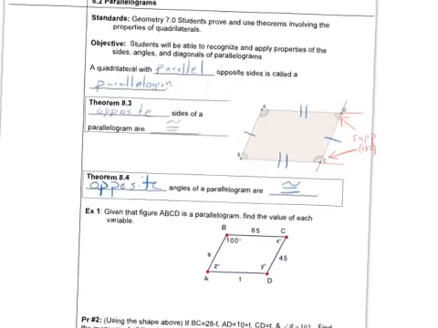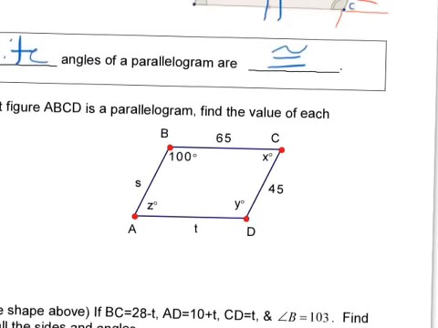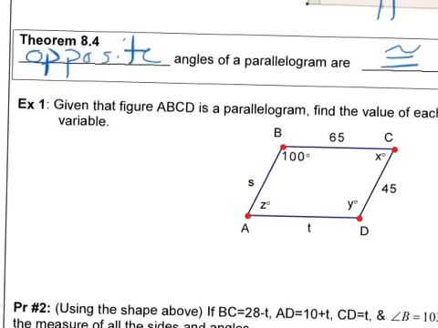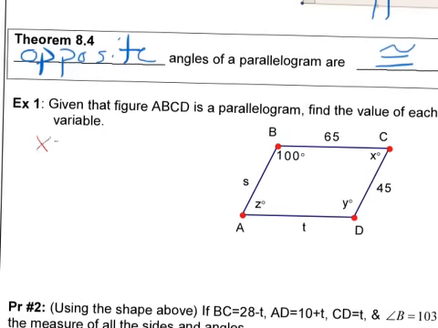And now we're going to apply it down here. Well, if these two angles are supplementary, 100 plus what equals 180? Well, 100 plus 80 equals 180. So x has to be 80. Well, now if opposite angles are congruent, that means these two have to be congruent, and these two have to be congruent. So that means that y is 100, because it's the same thing as angle B, and z is 80, because it's the same thing as angle C, or x.